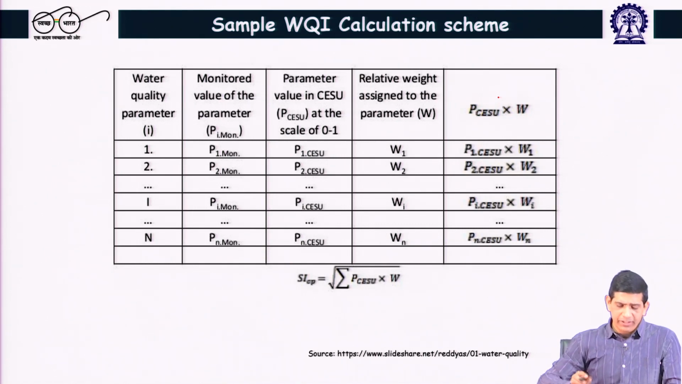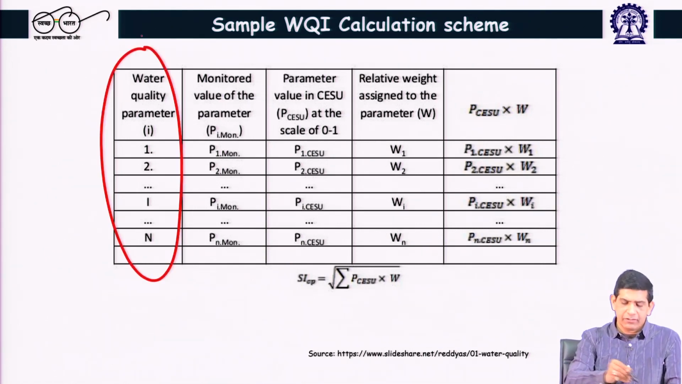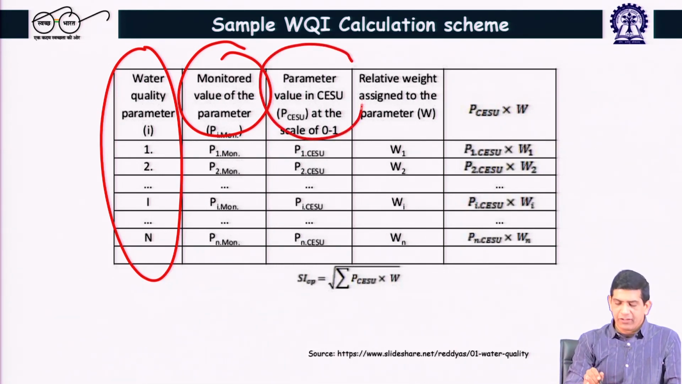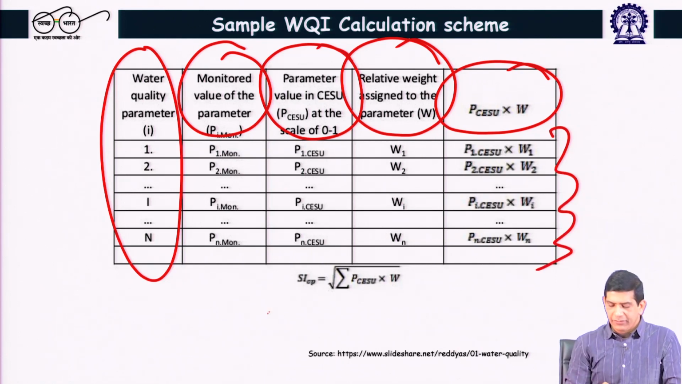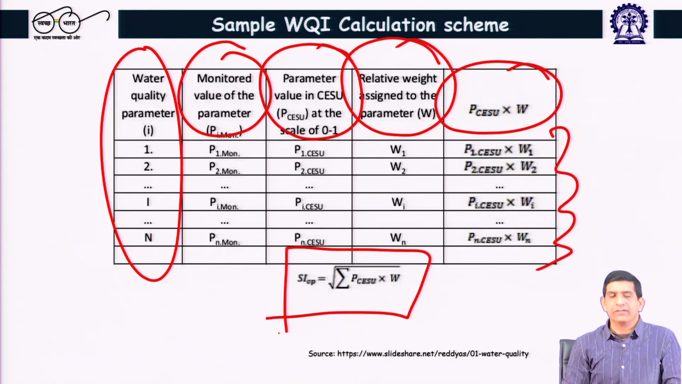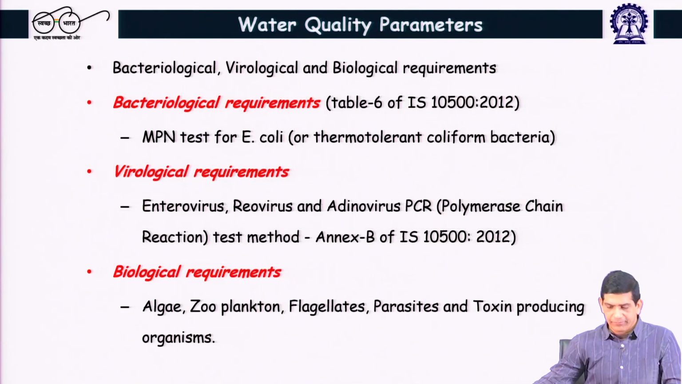So, taking that we calculate, as you can see over here, these are the different water quality parameters. You have the monitored value for those parameters, then you put them on the scale of 0 to 1, assign that relative value as you saw in the previous table, and then you get the weighted average. You get that for individual parameters, and then you take their sum together to get your sample's water quality index.